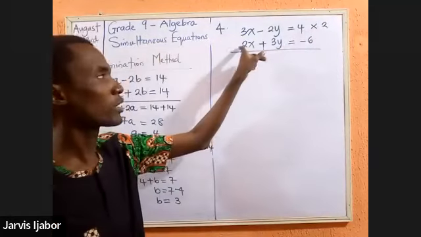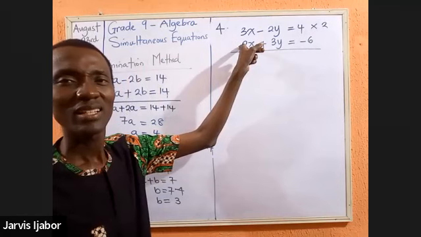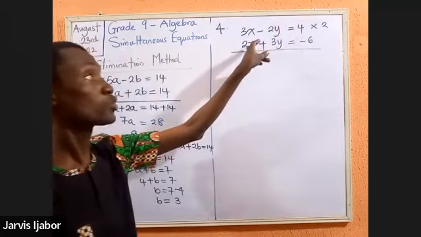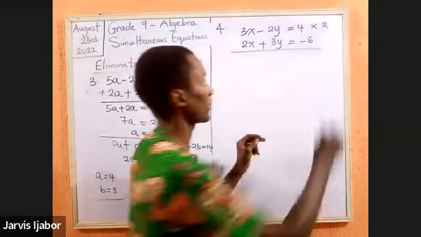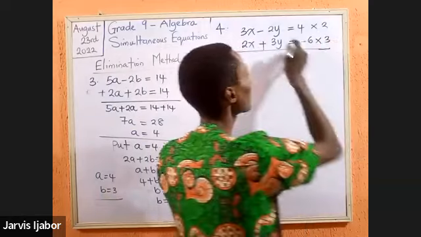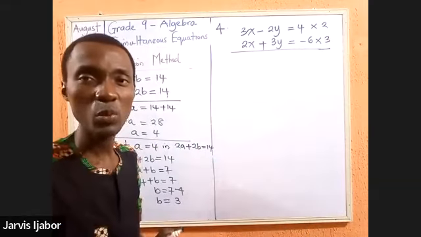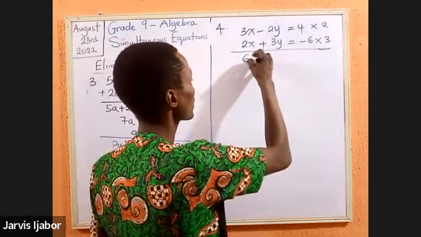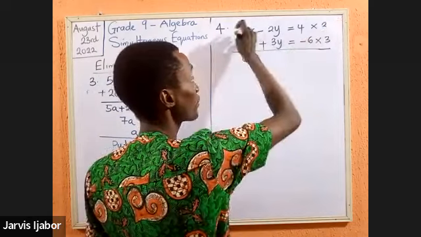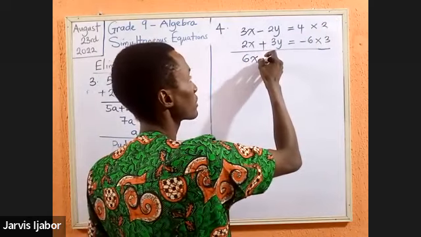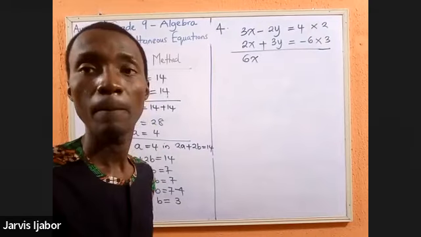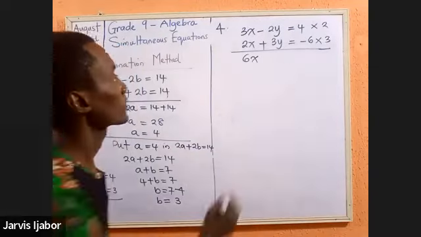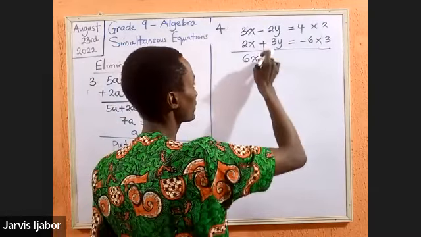What must I multiply to 2 to get 6? It will be 3. So I'll generate a new pair of equations. So this will now be 6x. These two will multiply everything. 2 times 3 will give me 6x.